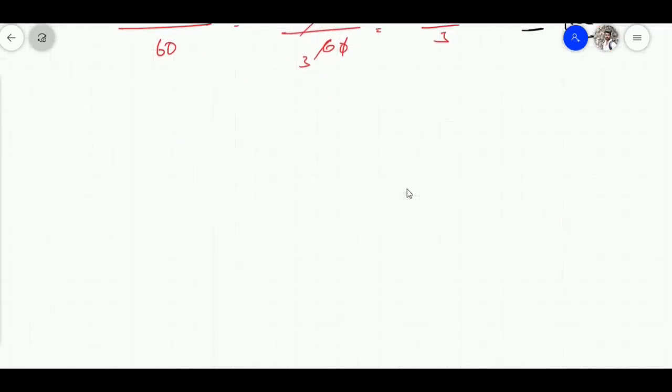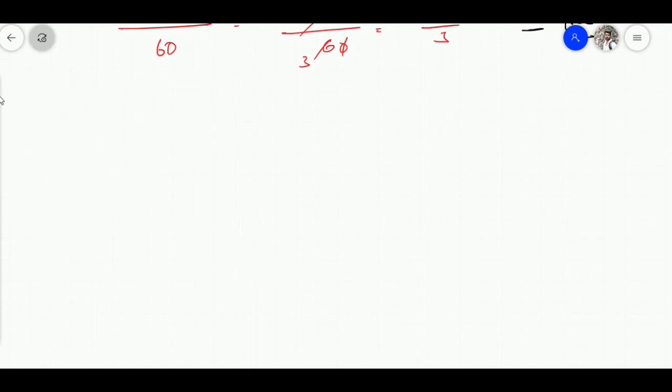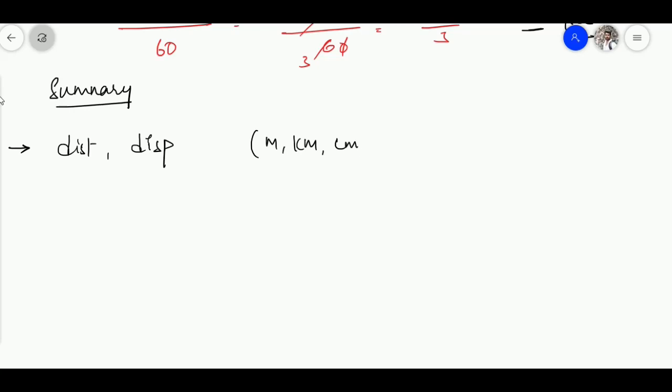So it's been a long time that we are discussing the concept. So let's finalize the summary. Now we have to get ready with the weapons to do the problems. So, the basics from the basic. You know the distance and displacement and their units: meters, kilometers, centimeters.